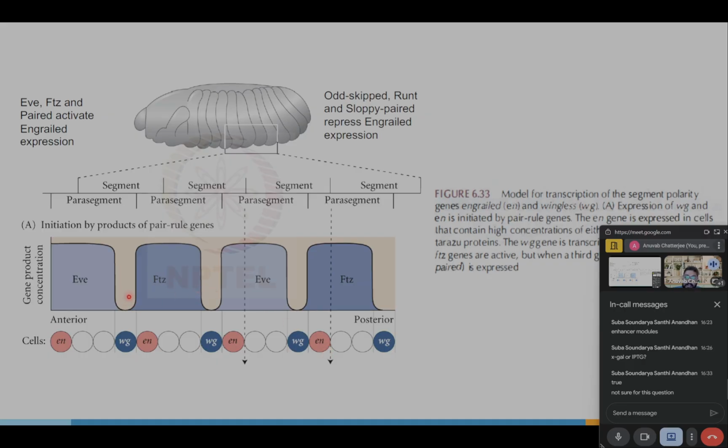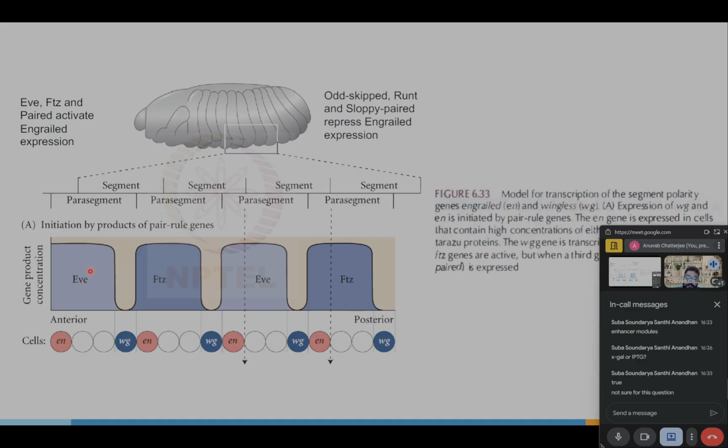Where we do not have either Fushitarazu or even skipped, we have wingless. This is because of how the diagram is drawn, but since these are pair rule genes, there will be another gene which is expressed right here. So it is expressed in this pattern: one here, one here, one here, one here. And this gene, which probably would be odd skipped, the other pair rule gene, actually helps in the expression of wingless.